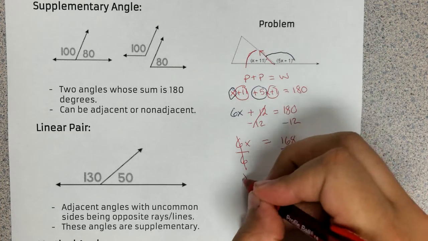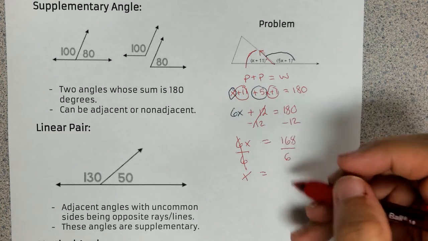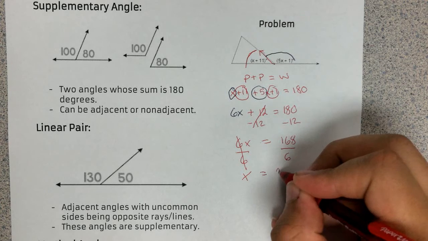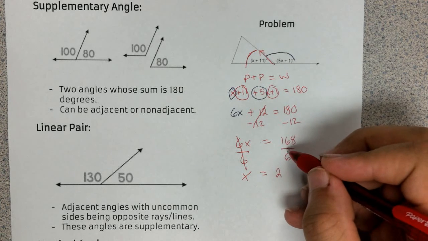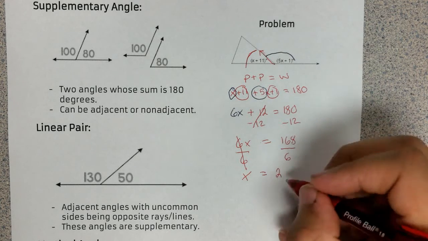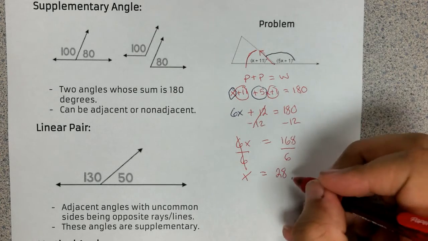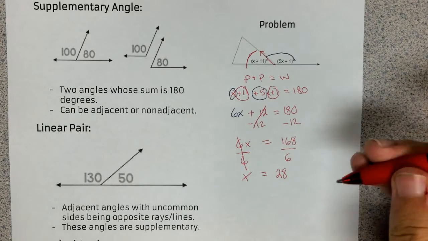My 6's become a 1, resulting in 1x, or just x. 6 goes into 16 two times, leaving 4, making 48. 6 times 8 is 48, so x is going to equal 28.